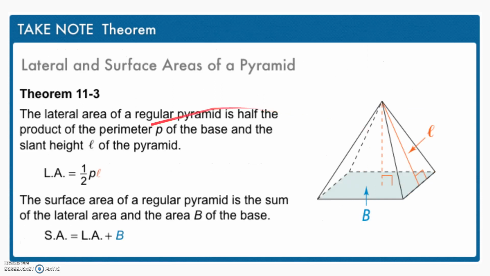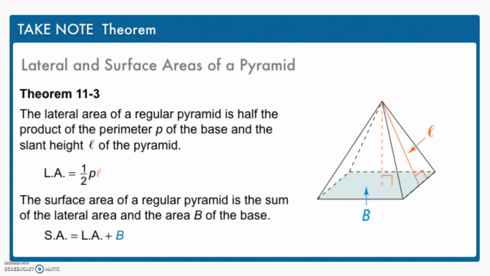So let's talk about those formulas. Lateral area here is going to be 1/2 times the perimeter of the base times the slant height. Perimeter of the base should be pretty easy to find. Slant height may be a little harder to find in some cases, but some of you might have noticed that the height, the distance to the side, and the slant height form a right triangle, and that's going to be the tool we use to find the slant height or the height if either is missing.